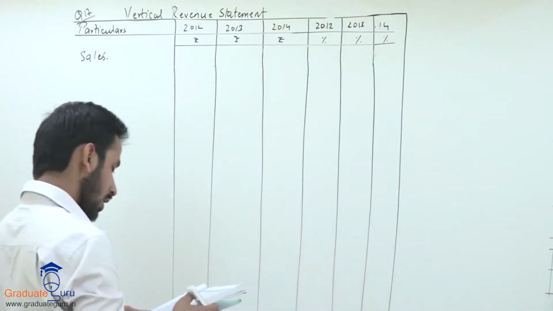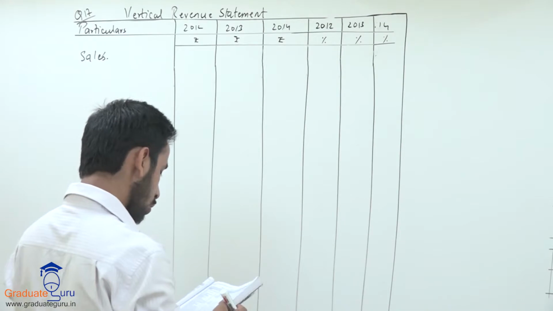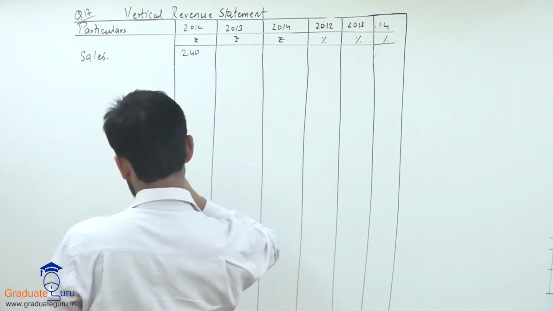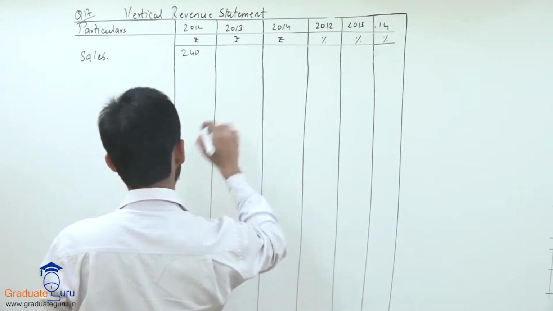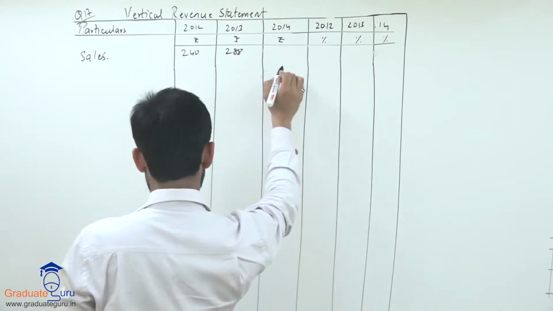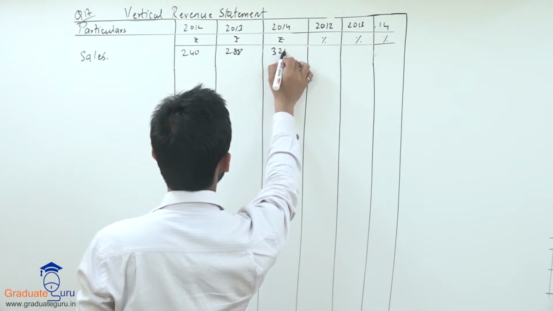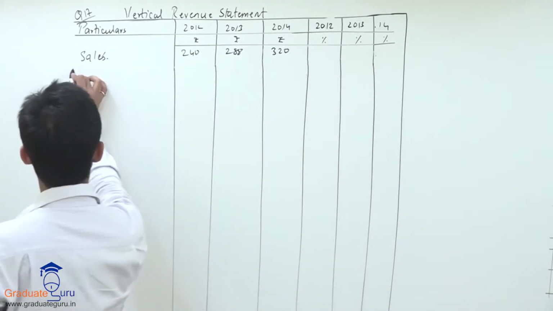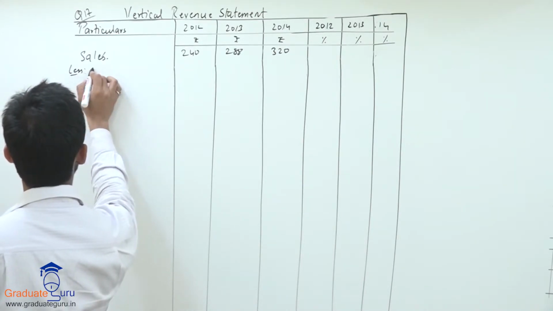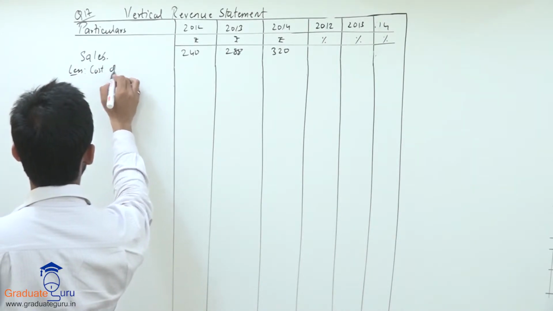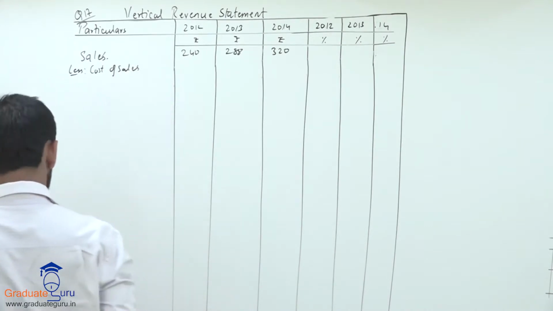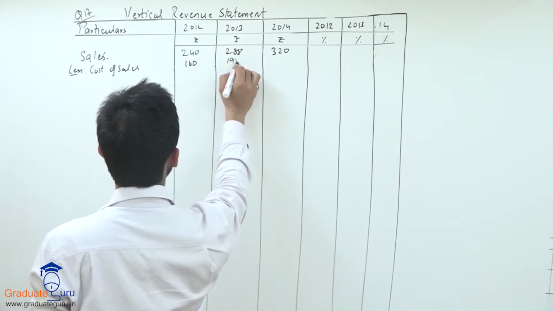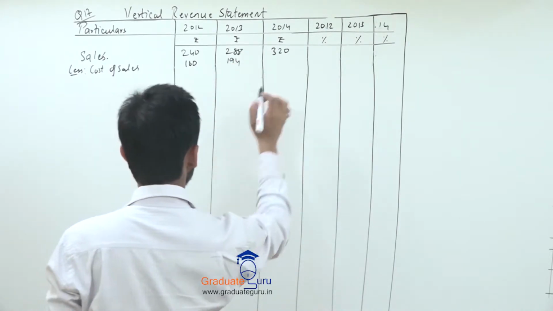The question, they have said sales is 2,40,000. यहाँ पे they have 2,88,000 and here they have 3,20,000. चलो next they said cost of sales, that is COGS. They have 160, 194 and then they have 224.